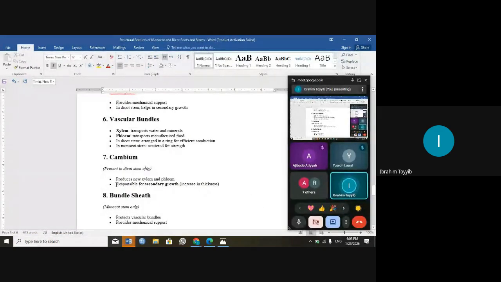The cambium is also referred to as vascular cambium. So it's responsible for what? Secondary growth. And the meaning of secondary growth is increase in thickness, or girth, or diameter of the stem.